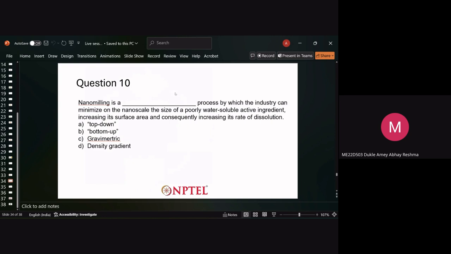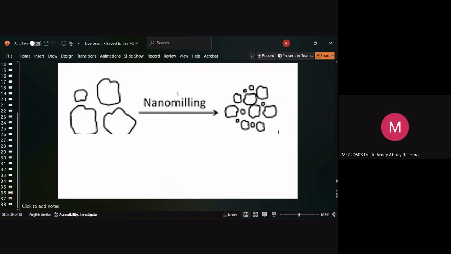Moving to question number 10, nanomilling is a dash process by which industry can minimize, on the nanoscale, the size of poorly water soluble active ingredients, increasing their surface area and consequently increasing the rate of dissolution. Top down approach, bottom up approach, gravimetry approach, density gradient approach. So the answer is top down approach. Basically, in nanomilling you have a bigger material which is then crushed into smaller nanoparticles. That is why it is called a top down approach.